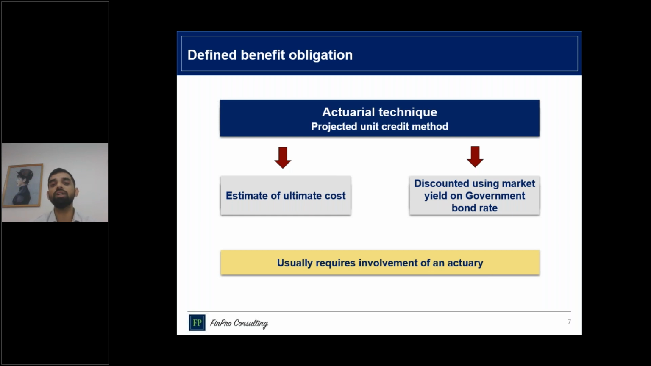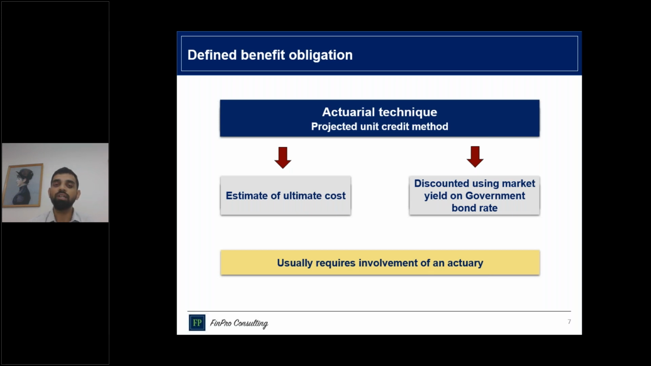So this is the discounting factor that we are going to use while discounting this gratuity amount or any other defined benefit obligation. Generally we have to go to a qualified actuary for doing this calculation. Now the $1,000,000 question is, what is the discounted market yield on government bonds? We know that there are a lot of government bonds. So which rate or which government bond do we need to refer to while calculating the discount rate?